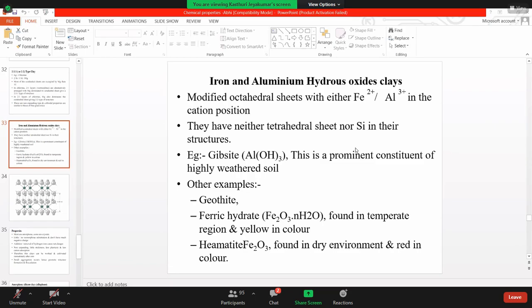So here you can observe modified octahedral sheet with iron or aluminium. And for the examples, try to remember 2 examples. Okay, that's enough.